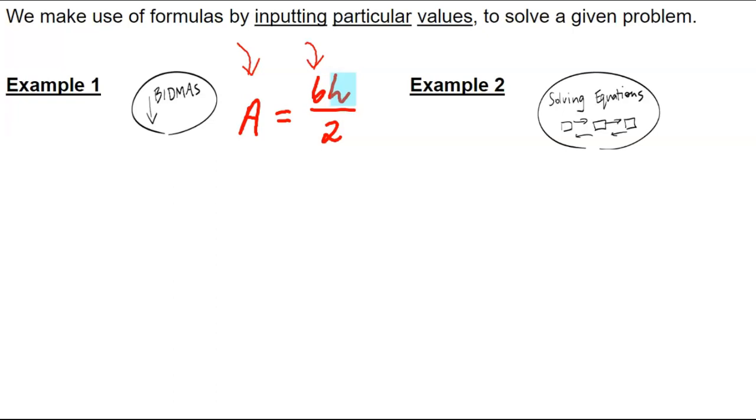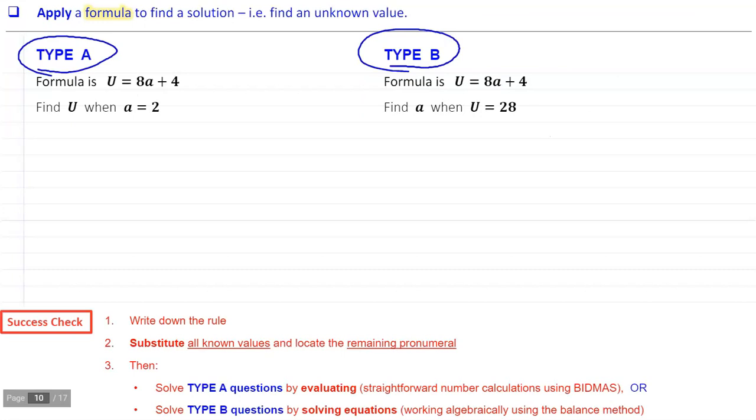So let's use a simple formula and see how we can apply it both ways. Let's solve these two questions now. Same formula, but in type A, the value for A is given in the question. Use A to work out U. In type B, the value for U is given in the question. Balance the equation to solve for A.